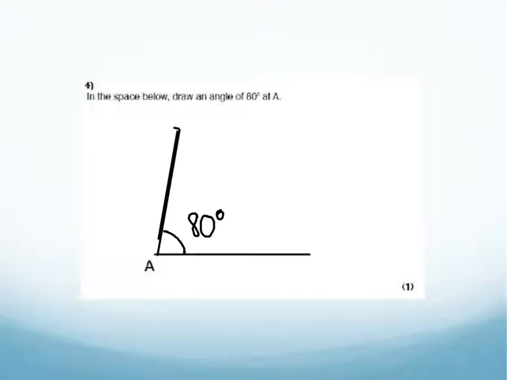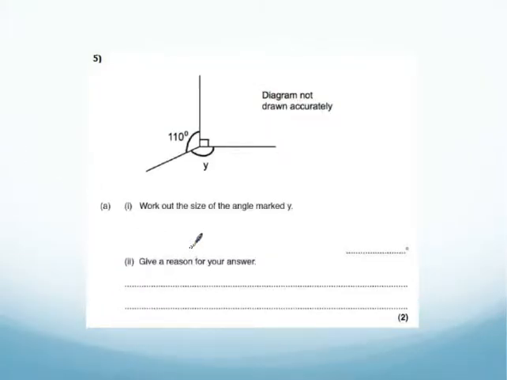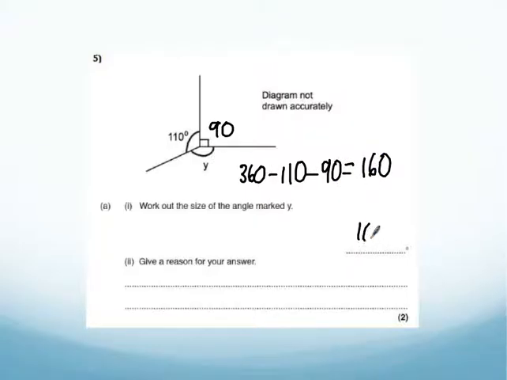Okay, moving on. In this question, we want to work out the size of the angle marked y. So please note that this is a right angle, this is 90 degrees. All these angles around the point should add up to 360. So if we do 360 minus 110 minus 90, that should give us the angle that's left over for y, which is 160 degrees.